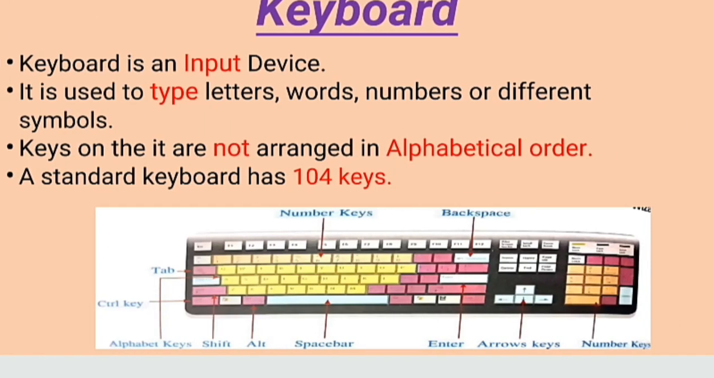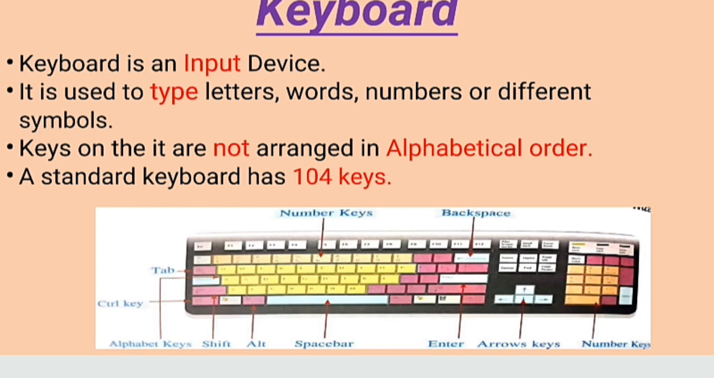So let's start. First, I again explain what a keyboard is. A keyboard is an input device. It is used to type letters, words, numbers or different symbols. In it, the alphabets are not arranged in alphabetical order. Here the most important point is a standard keyboard has 104 keys. You have to remember this always.